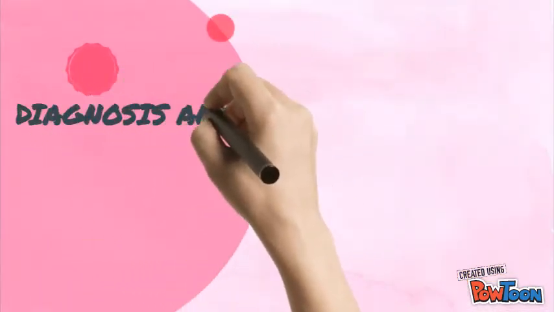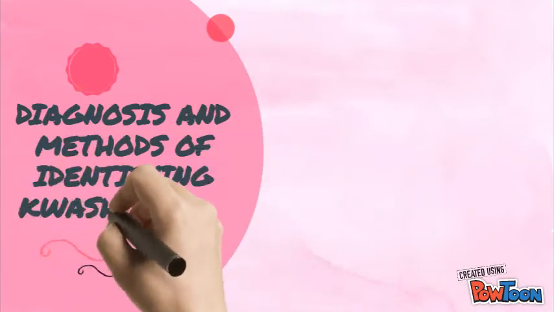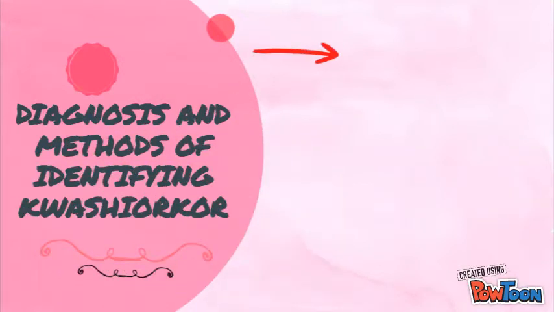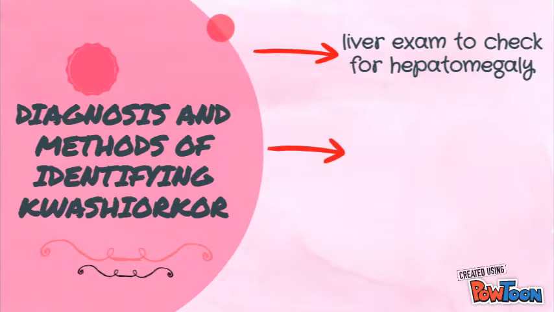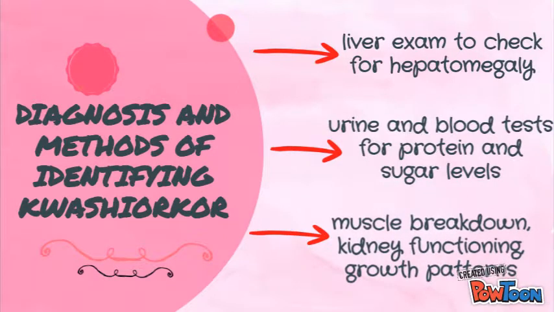Kwashiorkor diagnosis involves a liver exam to check for a swollen liver. This is known as hepatomegaly. Other forms of diagnosis may include urine and blood sample tests for protein and sugar level. There are several other exams run to assess factors such as muscle breakdown, kidney functioning, and growth patterns.